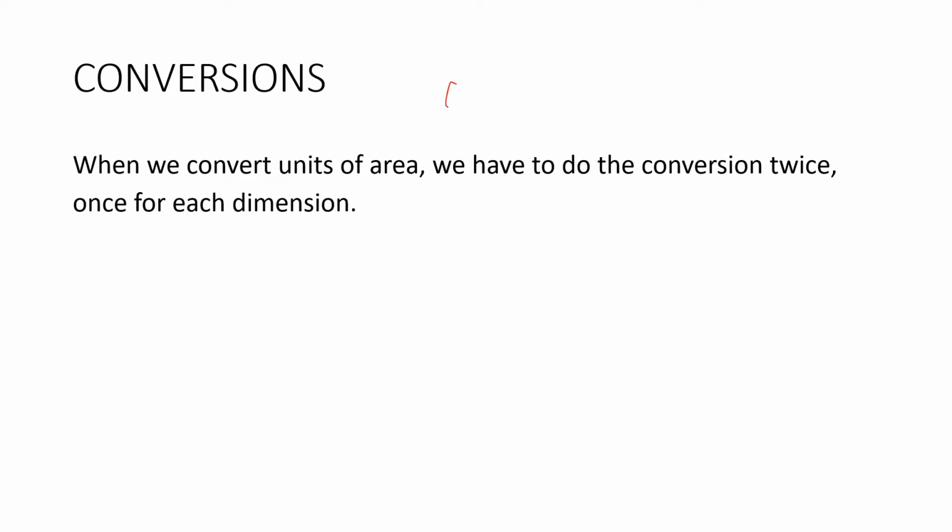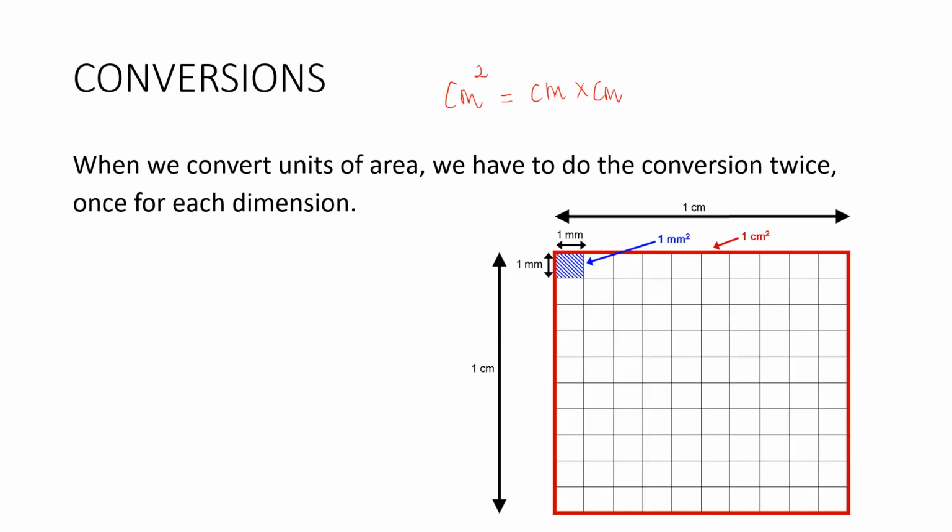Now, I mentioned before that the 2 above the centimetres squared reminds us that it's 2-dimensional. I could rewrite this as centimetres times centimetres. You should know that from your index laws. Have a look at this graphic. This is a representation of a centimetre squared. We've got 1 centimetre by 1 centimetre. Can you see that it is equivalent to more than 10 millimetres squared? I mean, there's 10 millimetres squared just on this top row.